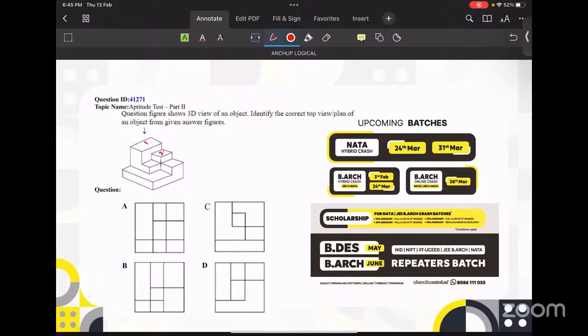Go for 1, 2, 3, 4, 5. Just look into the options. 1, 2, 3, 4, 5. 5 plus 3, 8, not 5. Maybe we will come back. 1, 2, 3, 4, 5, 6, 7. Not 5. The doubt is between C or D.